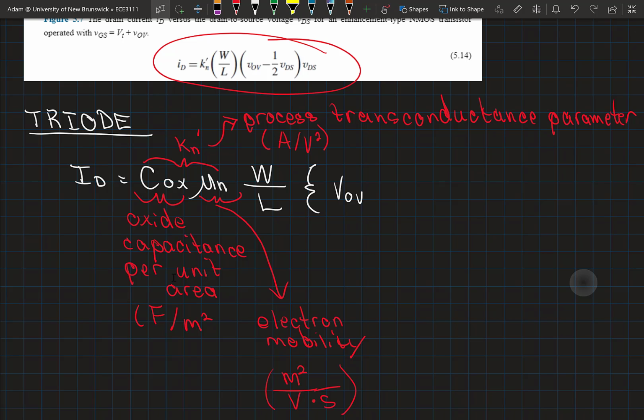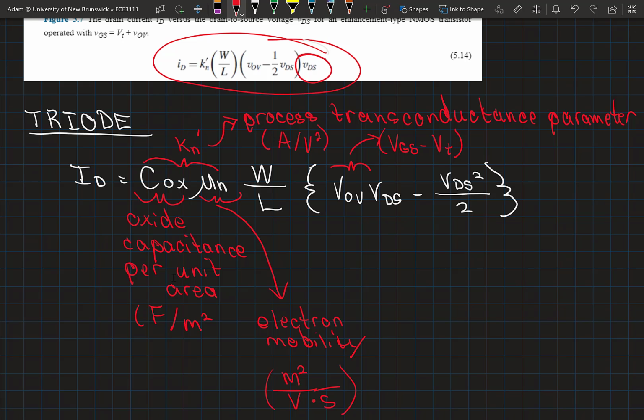Let me go and actually multiply the drain to source term into our expression here. So up here they've kept the drain to source term. They've just factored it out. Let me put it into the equation. So I've got my drain to source squared over 2. And just a reminder again that this overdrive voltage is my gate to source voltage minus my threshold voltage.